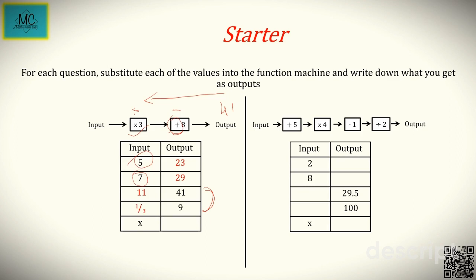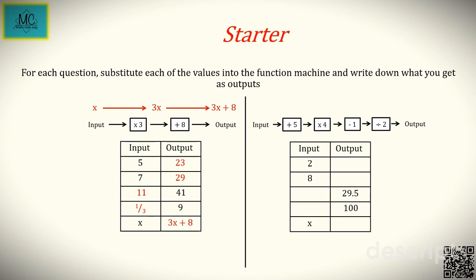But all this time we have been given the values. What will happen if we are given x as an input and we need to find the output? We put x as an input here, times it by 3, that will become 3x. Now I'm going to add 8. Because 8 and 3x are not similar terms, I have to keep them separate. So the output will be 3x plus 8.